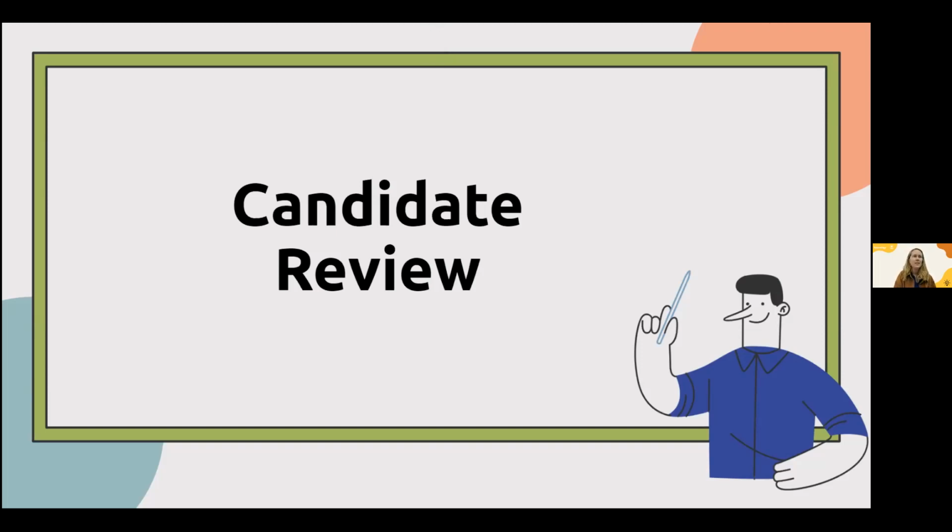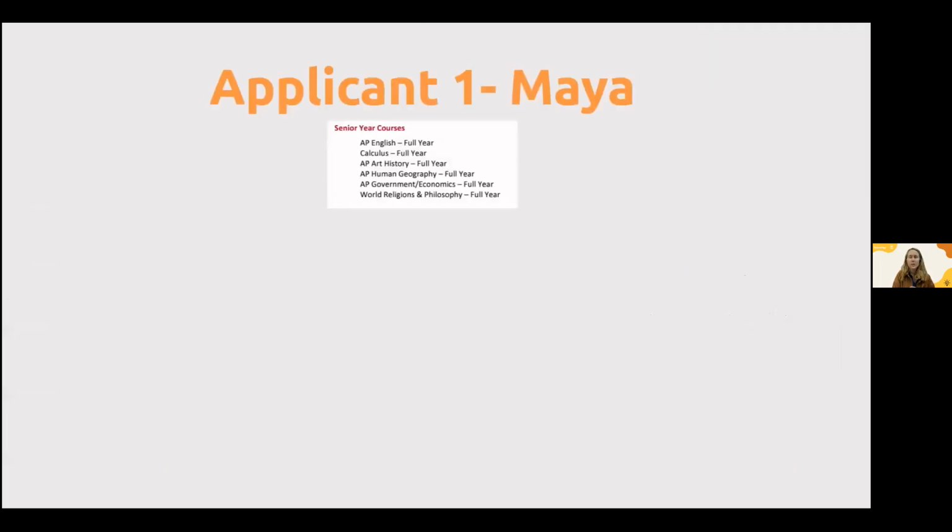So let's get started. All right, so this is applicant number 1. This is Maya. This is just a snapshot of their senior year courses. You can see pretty challenging, some APs, 4 AP classes, calculus, and a world religion history class.